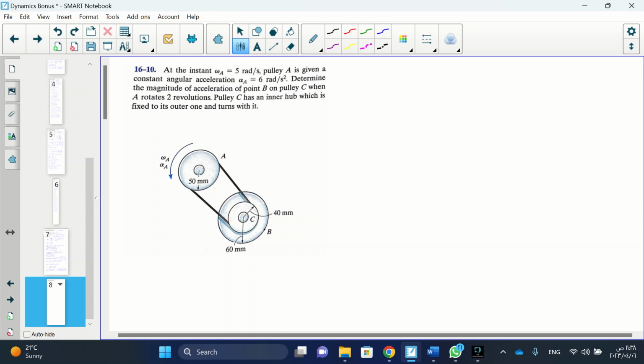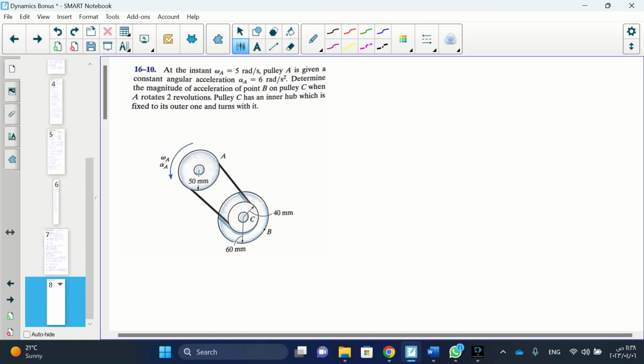I will explain problem 16-10 from Dynamics, page 332. So in this question, it says at the instant omega A equals 5 rad per second, pulley A is given a constant angular acceleration alpha A equal to 6 rad per second squared.